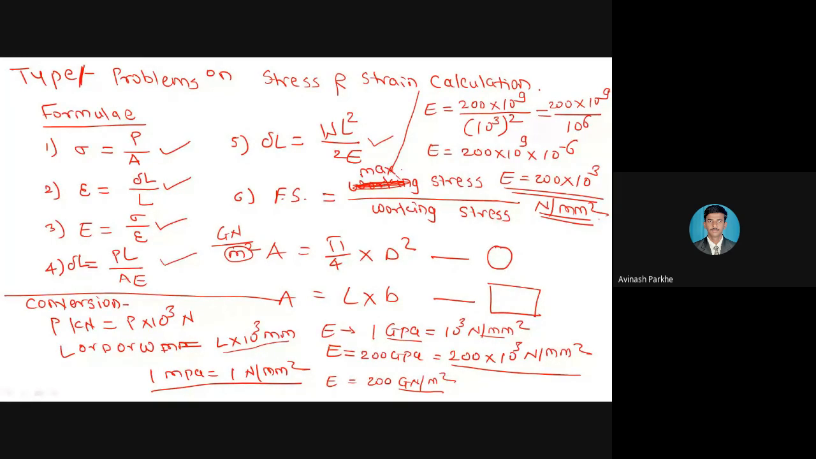If E is given as 210 giganewton per meter square, we have seen the detailed conversion of that also. If giganewton per meter square is given, immediately multiply that 210 by 10 raised to 3 and convert the value directly into Newton per mm square. And 1 megapascal is equal to 1 Newton per mm square, it is already there. So these are the conversion parameters which we have to understand first.